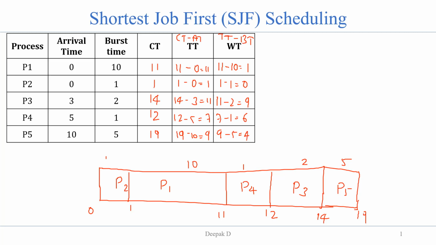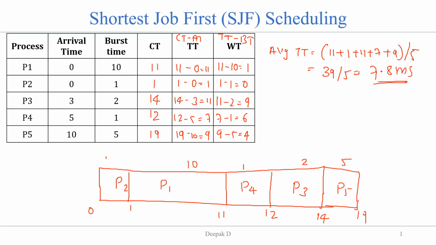So now what is the average turnaround time? It is 11 plus 1 plus 11 plus 7 plus 9 divided by 5. The value will be 39 divided by 5, it is 7.8 millisecond. This is with respect to turnaround time.